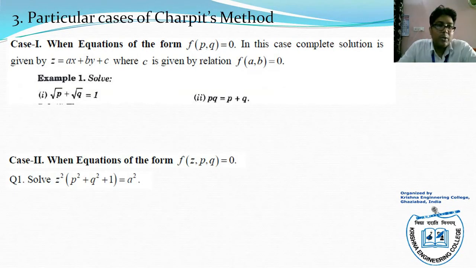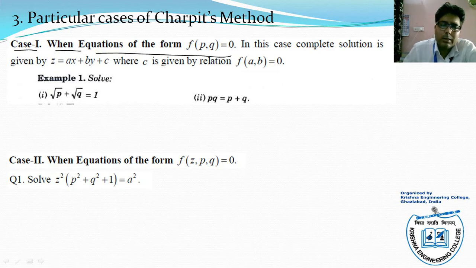Now, particular cases of the Charpit method. We have already discussed all the cases in the previous lectures, lectures 2 and 3, so I want to give only a brief introduction about the cases. Case first is the equation of the form f of p q, that means the equation contains two terms p and q. In this case, the complete solution is z is equal to ax plus by plus c, where b is given by the relation f of a b. Clear? Examples: under root p plus under root q is equal to 1, and second example, pq is equal to p plus q. These are examples of this case, right?